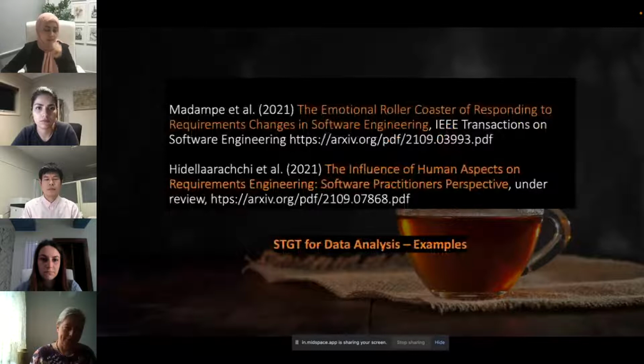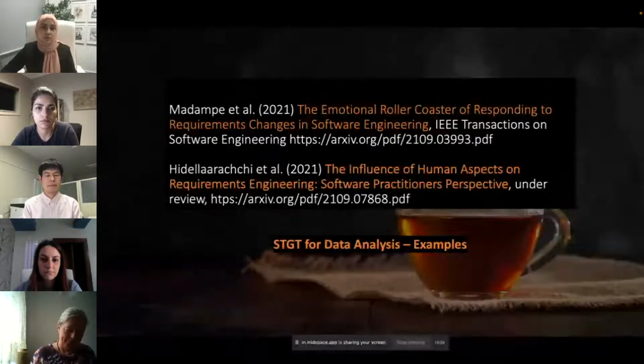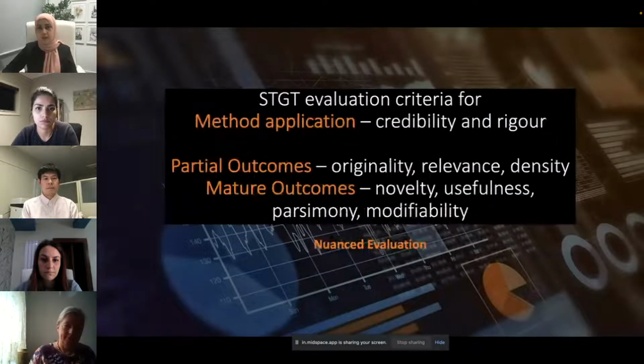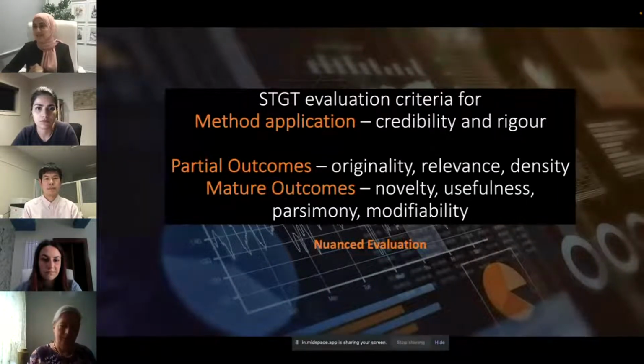But if it is your cup of tea, and these are some examples of papers that actually do that, then you go ahead and do the entire advanced stage and create mature theories from there. There's also a nuanced evaluation framework. Again, no time to go into that, I'm afraid, but I can answer questions about that.